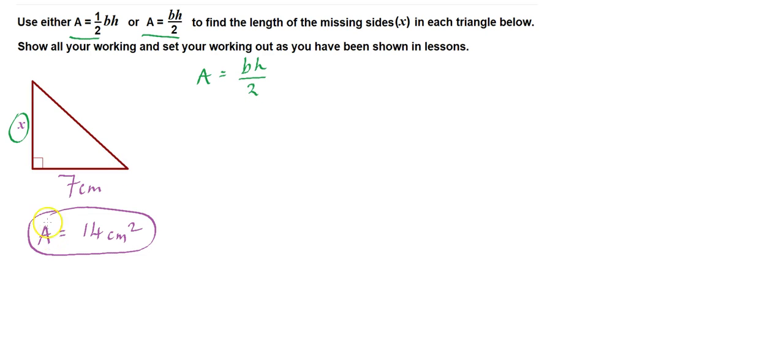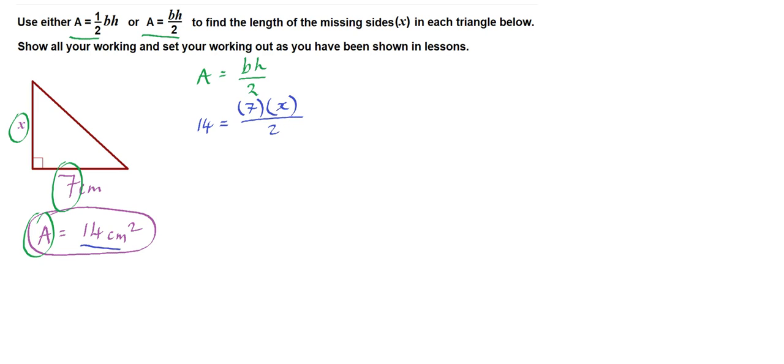Now what am I given? I'm given the area, and I'm given one of the side lengths. So what I'll do is go through the formula and substitute the information that I'm given. Instead of A, I am definitely given what A is. A is 14 centimeters squared, so I'll put that in there. I'm given the base, so I'll say the base is 7. And the height I don't know, that is x. I have to find x. And then ultimately it will be divided by 2.